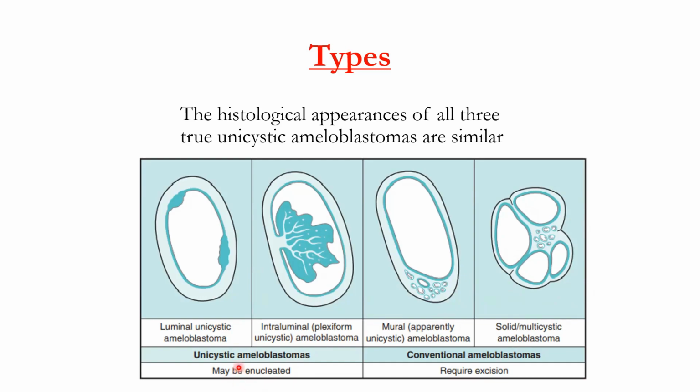These two varieties, the luminal and intraluminal, can be enucleated, very similar to a cystic lesion. But if it is mural and if it is the multicystic ameloblastoma, then it requires excision along with some amount of surrounding bone.